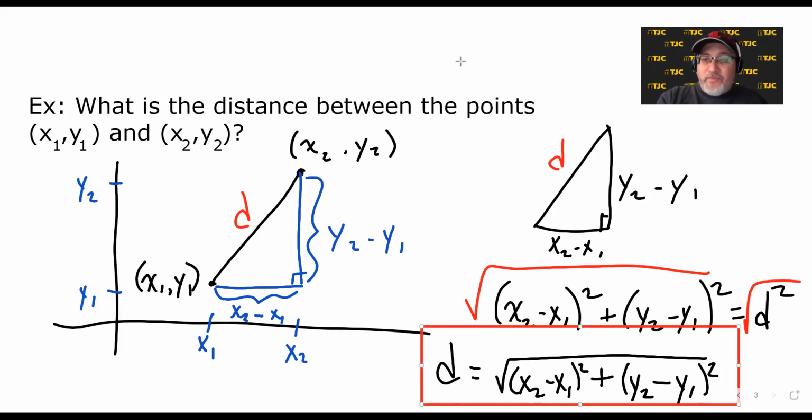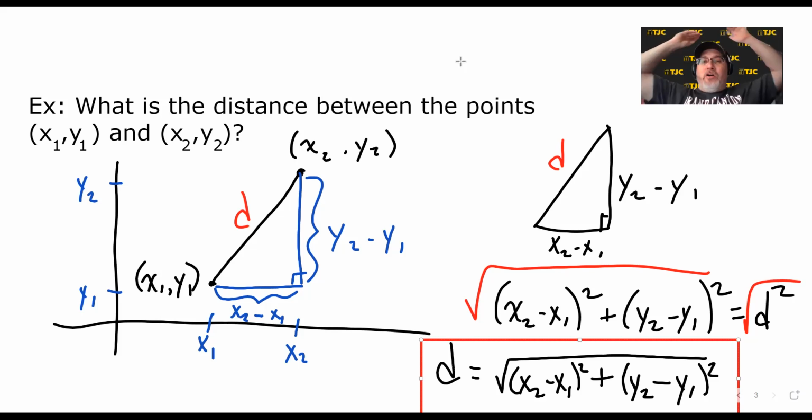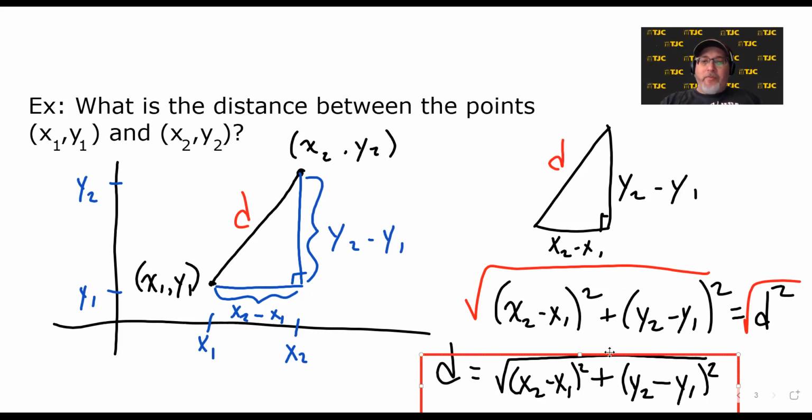Distance equals the square root of, open parentheses, x2 minus x1, close parentheses squared, plus open parentheses, y2 minus y1, close parentheses squared. It's not that difficult a formula to remember, especially if you remember its origins from the Pythagorean theorem, but I would write it in your notes and use those as the notes on your test.